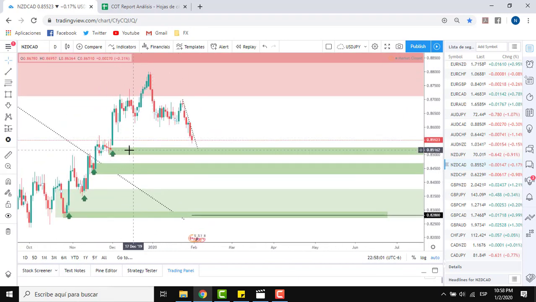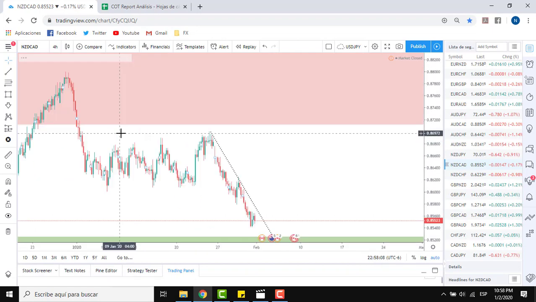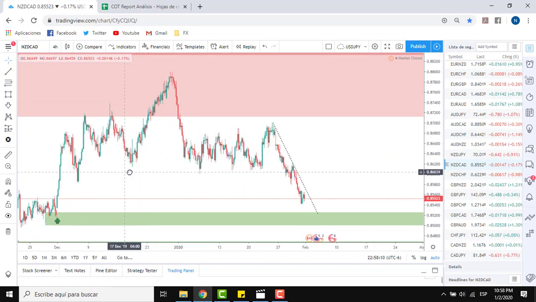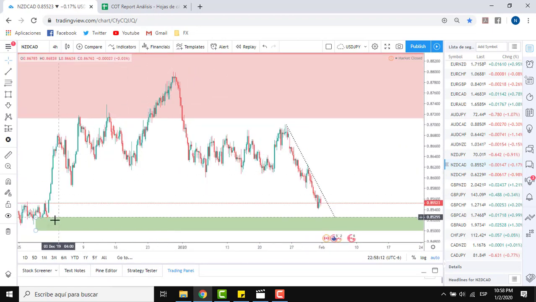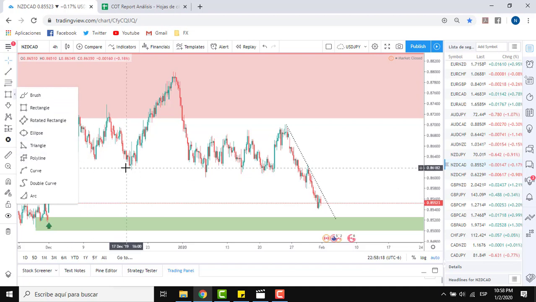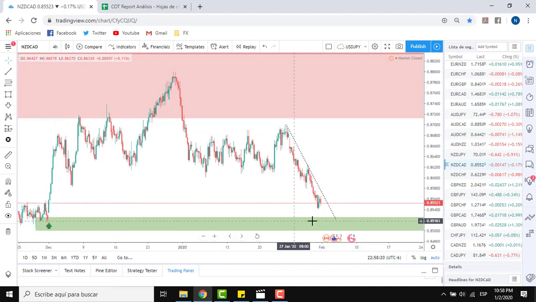rallied from this level in a very strong and fast way, and that means that institutions bought here, and we can see it much better in the 4-hour time frame. Institutions bought here, and that's why you see this huge rally. Okay, that's the reason why, because they bought here. So I want to buy again. I want to buy here. Why? Because they bought here.